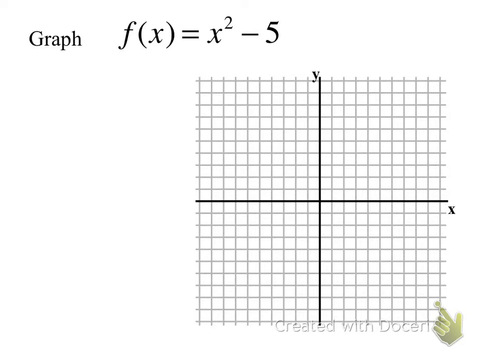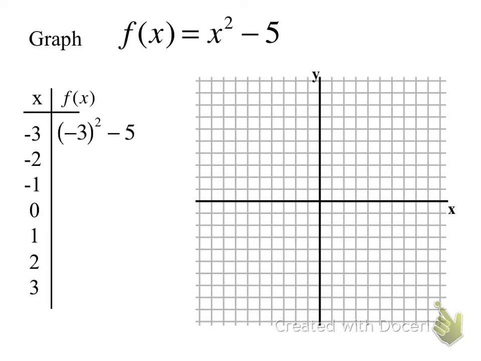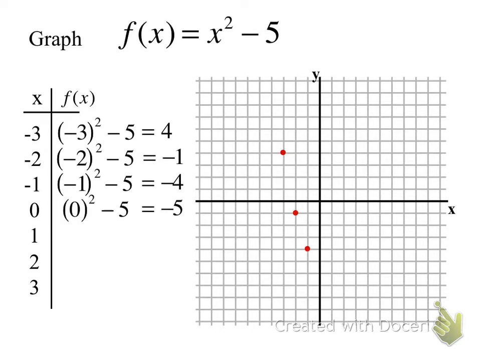Well, let's graph it. So again, I'm making my table. I'm going to go quickly through the math. -3 squared minus 5 is, everybody? 4. -2 squared minus 5 is? -1. -1 squared minus 5 is? 0 squared minus 5? 1 squared minus 5?